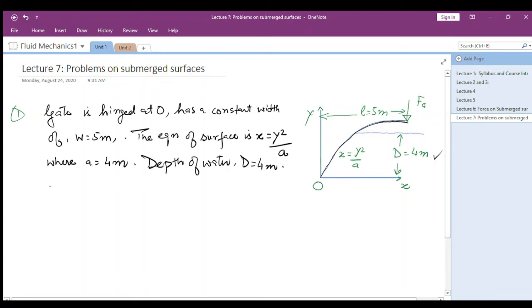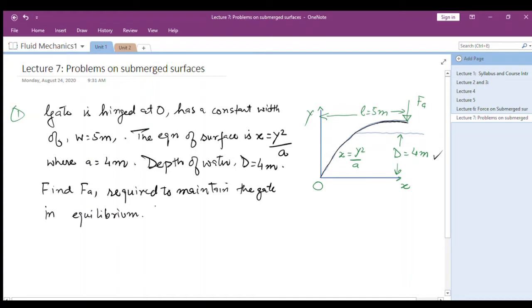Now the question being asked to us is, find the value of force Fa which is required to maintain the gate in equilibrium, provided we have an assumption that we are neglecting the weight of the gate.